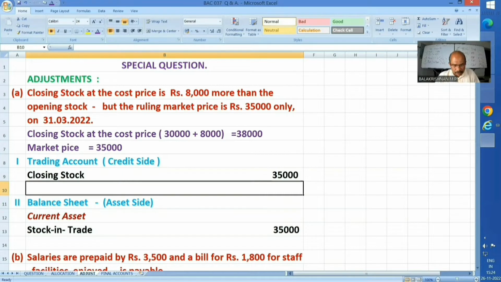So 38,000 is the actual cost, whereas market price is given as 35,000. The rule says cost price or market price, whichever is less to be taken. Hence, we are fixing on 35,000 rupees. So it will be shown in the trading account, closing stock, on the credit side, and the same again will be shown in the balance sheet asset side as current asset. So that adjustment is over.